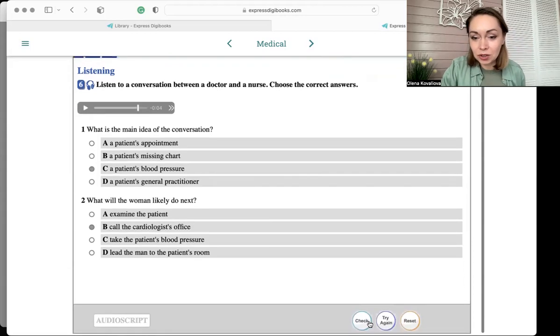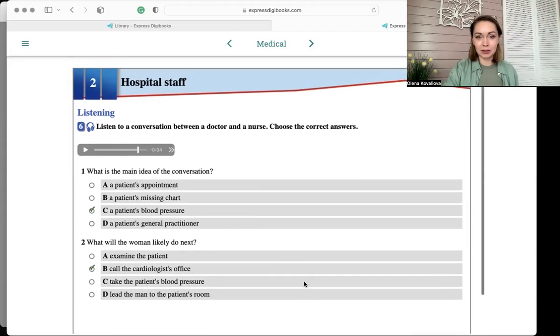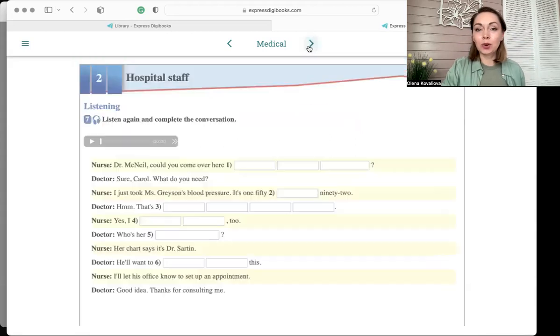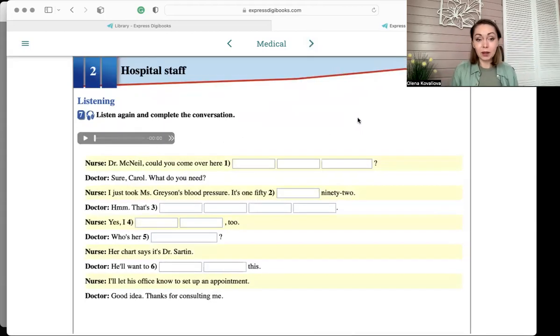Okay, let's check. Good, that's correct. And one more word with you. That's our dialogue, and now we will fill in the gaps. So let's try to check the necessary words.